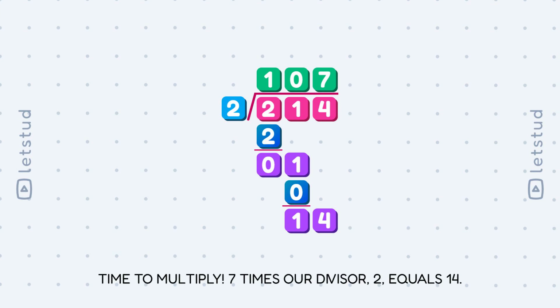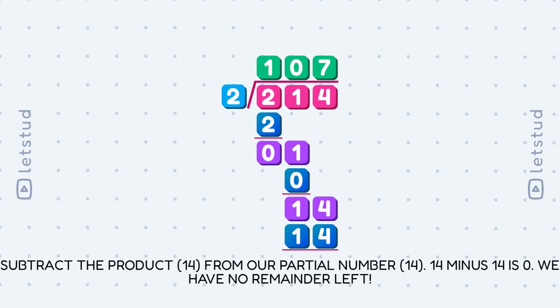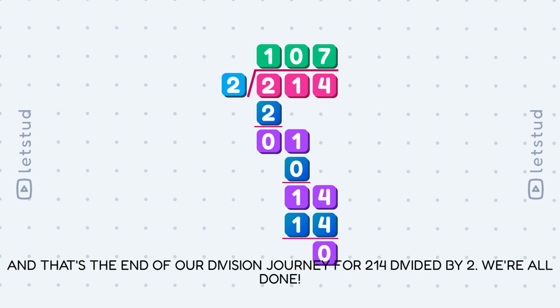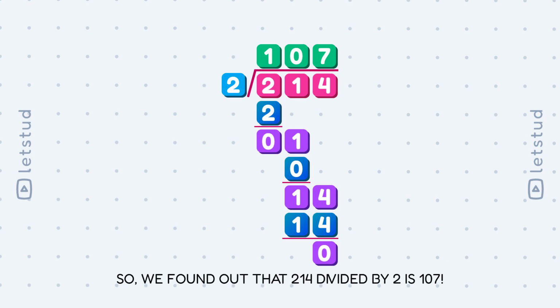Time to multiply. 7 times our divisor 2 equals 14. Subtract the product 14 from our partial number 14. 14 minus 14 is 0. We have no remainder left. Woohoo, you nailed it. That's the spirit! And that's the end of our division journey for 214 divided by 2. We're all done. So we found out that 214 divided by 2 is 107.